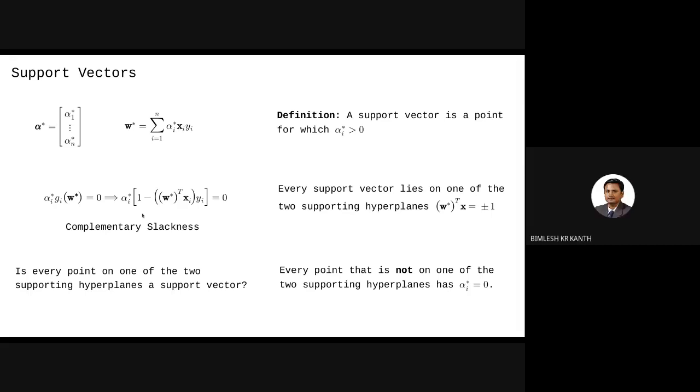Okay, understood. So it could be, but from the exam point of view and in general, it's okay to assume that all points that lie on the supporting hyperplane are support vectors. So for them, alpha has to be greater than 0. Okay, is this point clear to everyone?